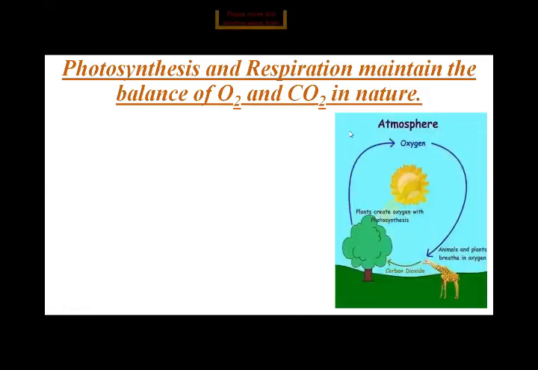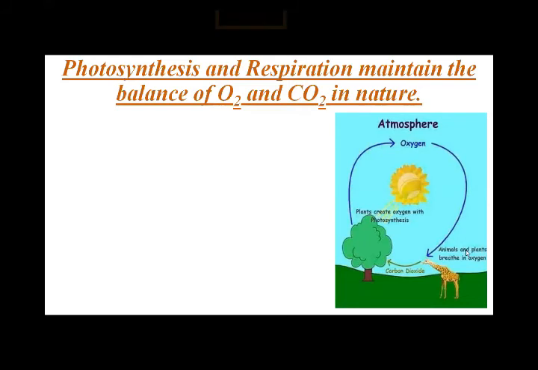This one is the diagram. By the help of the photosynthesis and respiration process, the amount and concentration of oxygen and carbon dioxide will remain the same, or in an equal proportion, in nature. So, there is an atmosphere. Definitely inside the atmosphere there is oxygen. This oxygen will be used by the animals and plants.